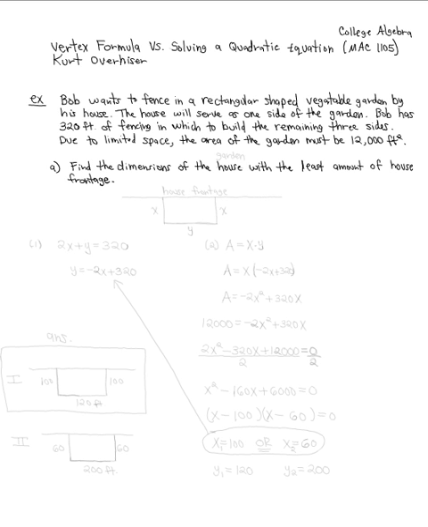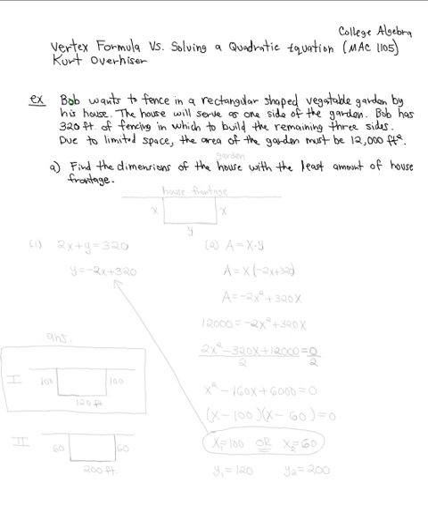So I've written down a word problem that we're going to look at, and it says that Bob wants to fence in a rectangular shaped vegetable garden by his house. The house will serve as one side of the garden, and Bob has 320 feet of fencing in which to build the remaining three sides. Now, due to limited space, the area of the garden must be 12,000 square feet. And we're supposed to find the dimensions of the house with the least amount of house frontage.